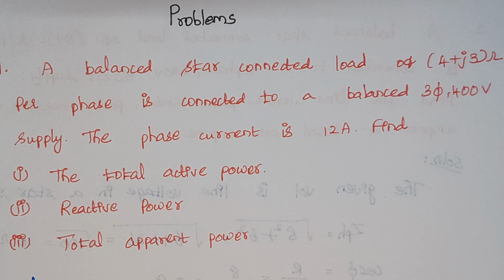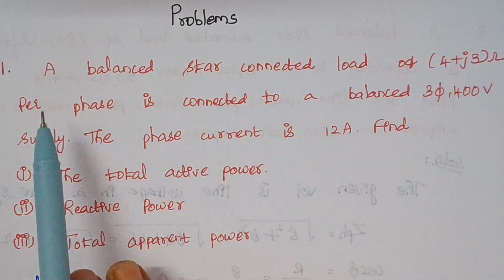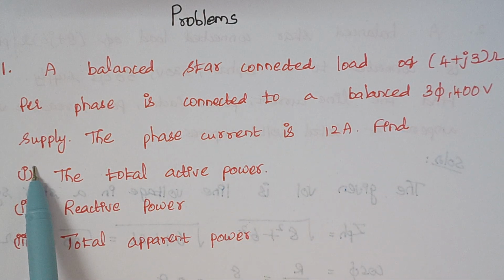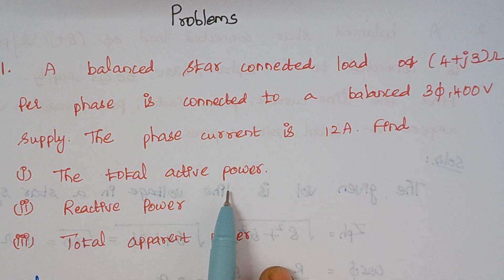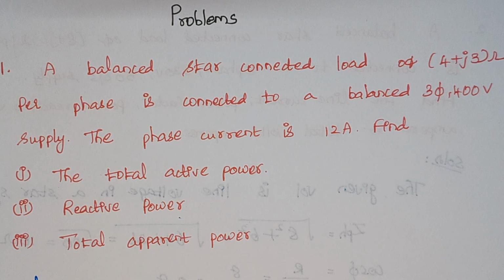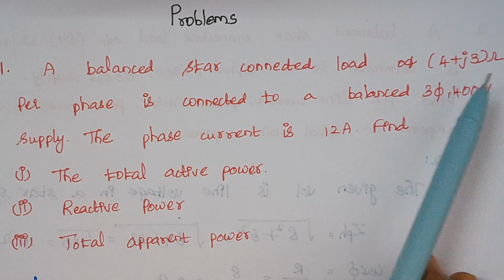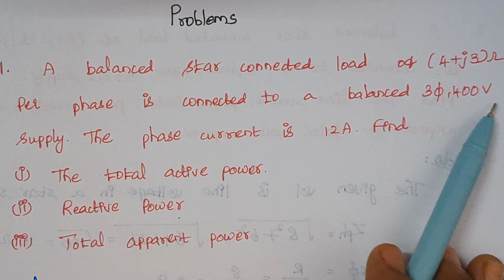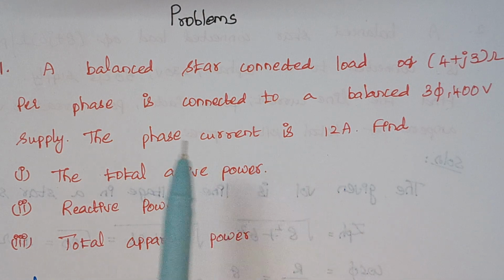The problem is: a balanced star connected load of 4 plus j3 ohm per phase is connected to a balanced 3 phase 400 volt supply. The phase current is 12 amps. Find the total active power, reactive power and total apparent power. So here the impedance value per phase is given, right? It is 4 plus j3 ohm, the supply voltage is 400 volt, and the phase current is 12 amps.